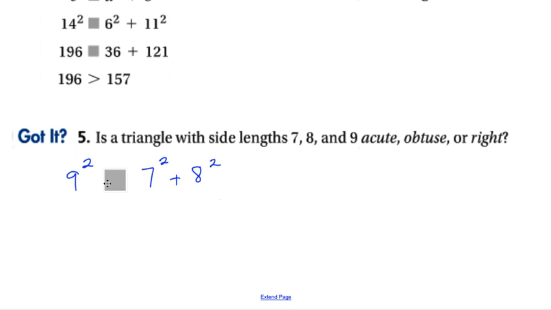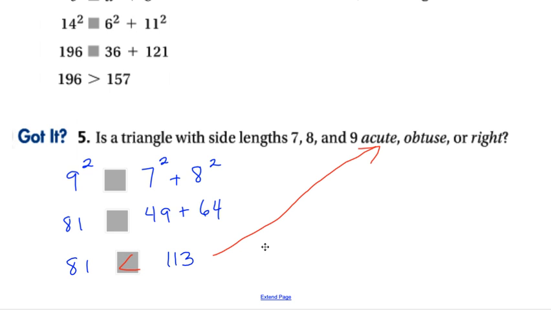Alrighty, here is your solution. 9 is the largest number, so that has to be the c value. Plugging that into the Pythagorean theorem, is 81 bigger than, less than, or equal to 49 plus 64? Well, it turns out to be less than, so therefore we can say that our triangle is acute. Because 81 was less than the sum of the squares, it is an acute triangle.